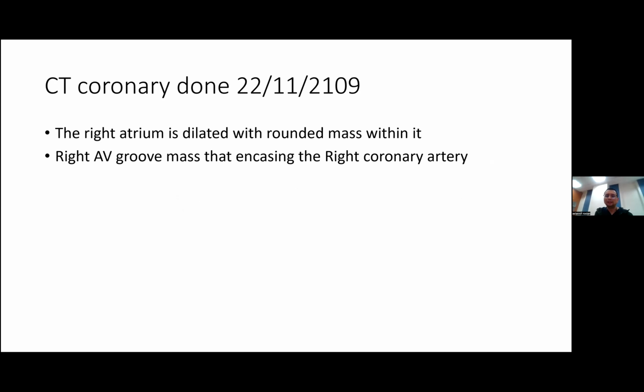We also did a CT coronary angiogram on the 22nd of December 2019, not 2109. I think, okay, it's a long time in the future. I hope I'm still alive, but I highly doubt it.